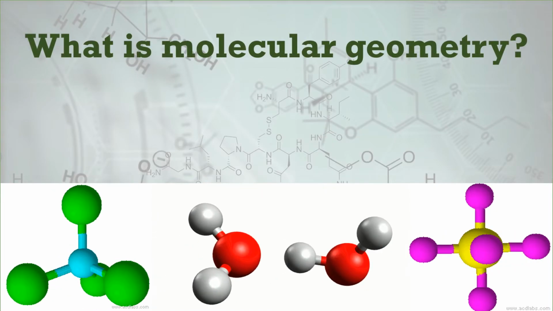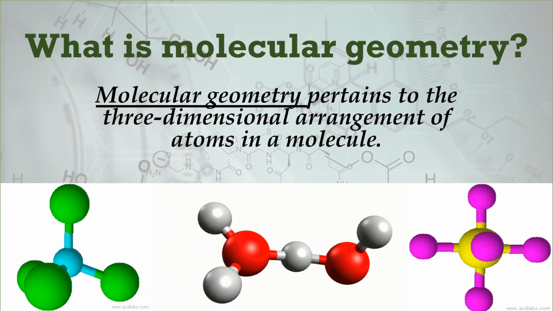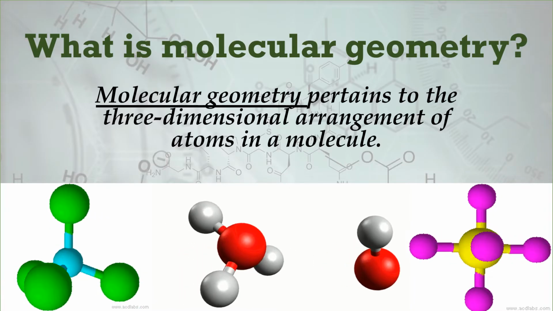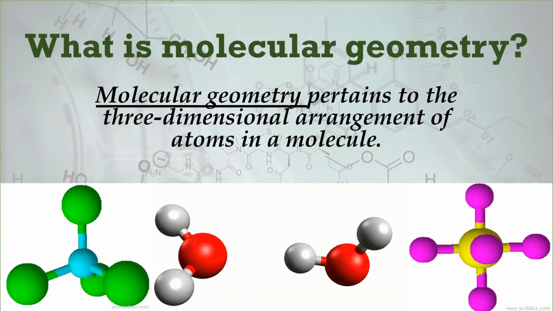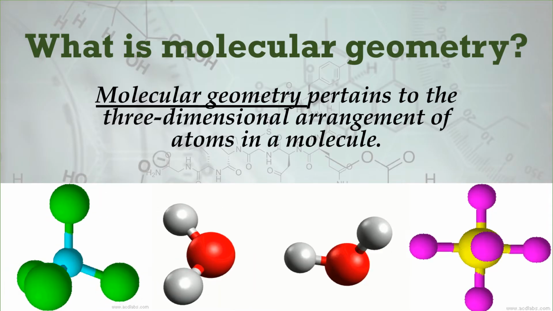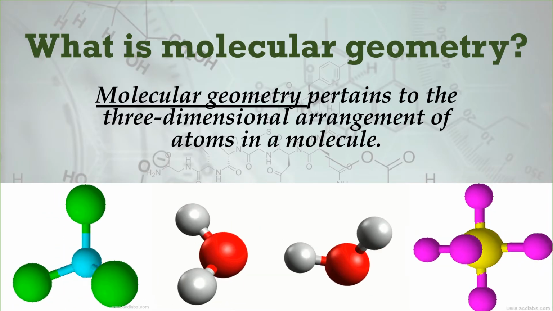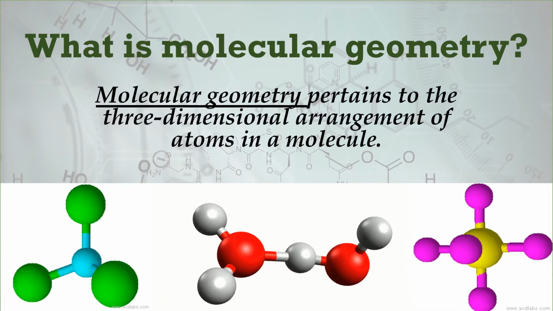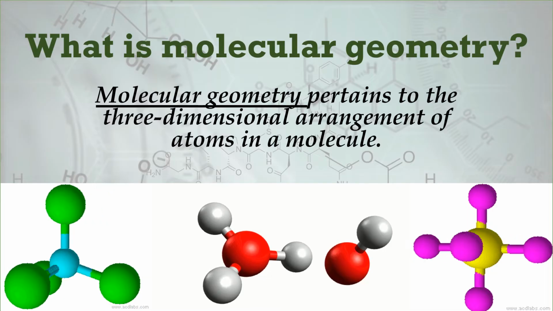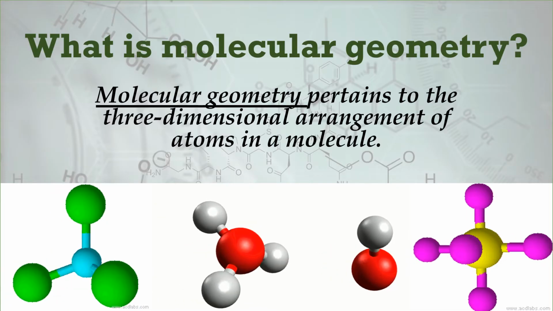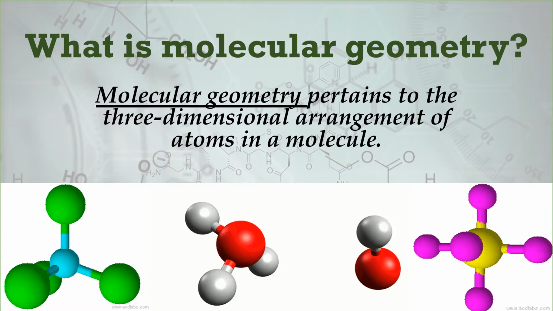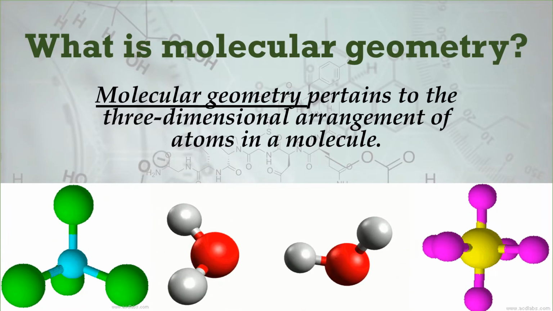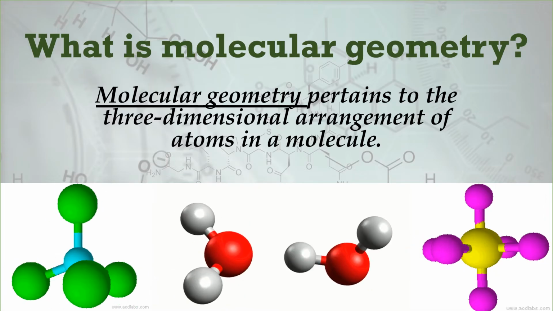So what is molecular geometry? Molecular geometry pertains to the three-dimensional arrangement of atoms in a molecule. As seen on the animated pictures on this slide, these are examples of molecular geometry. And why do we need to know about the geometry of molecules? Geometry affects the physical and chemical properties of molecules and their reactivity towards other molecules. And molecular geometry also helps us to determine the polarity of the molecules.